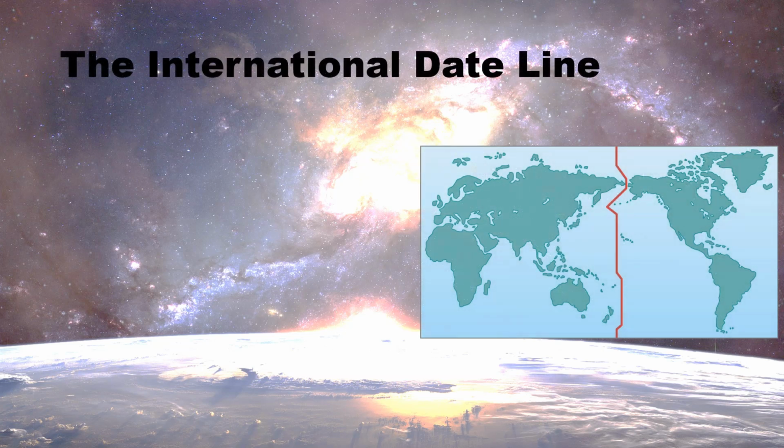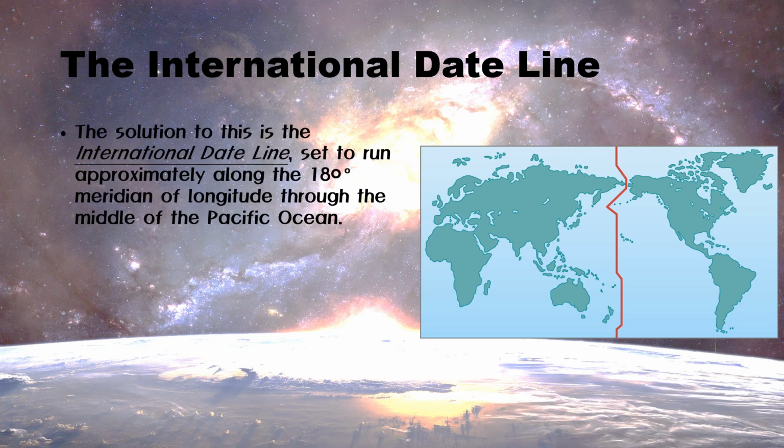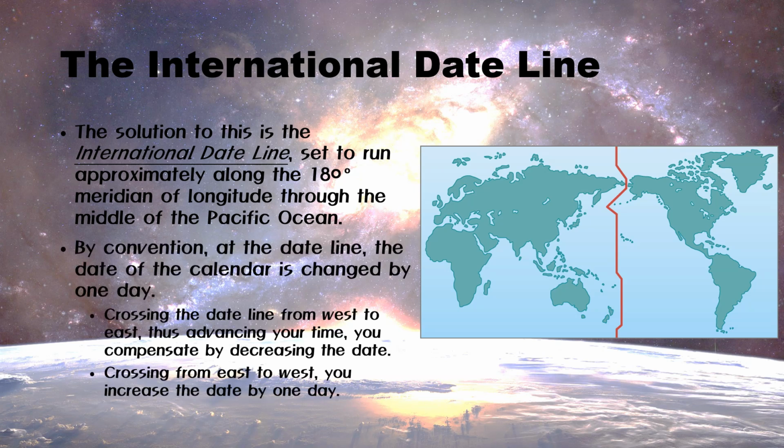Well, we had to come up with the international dateline to really address this issue. So the solution, of course, as I mentioned, is the international dateline, which is set to run approximately along the 180-degree meridian of longitude through the middle of the Pacific Ocean. By convention, at the dateline, the day of the calendar is changed by 1 day. So crossing the dateline from west to east, thus advancing your time, you compensate by decreasing the date. Crossing from east to west, you increase the date by 1 day.